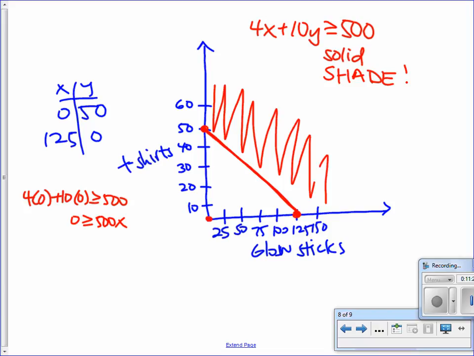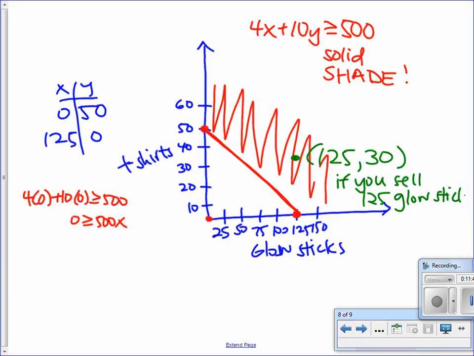If you want to earn at least 500, you want to be out here. So any ordered pair here, like 125, 30, means if you sell 125 glow sticks and 30 t-shirts, you will earn at least, that's the goal, right? At least $500. That's the whole goal for this.